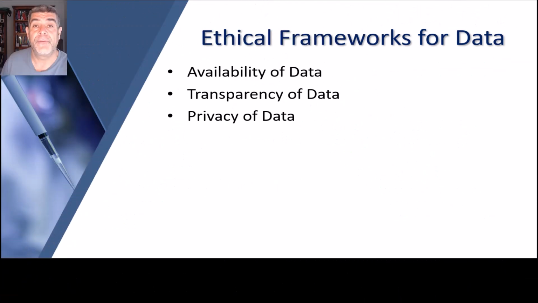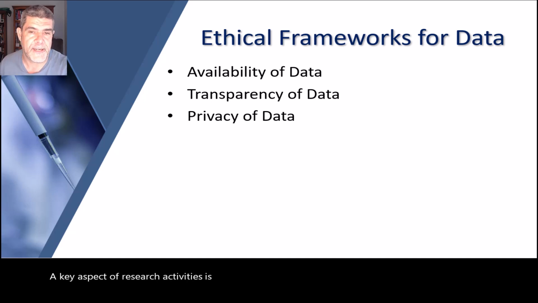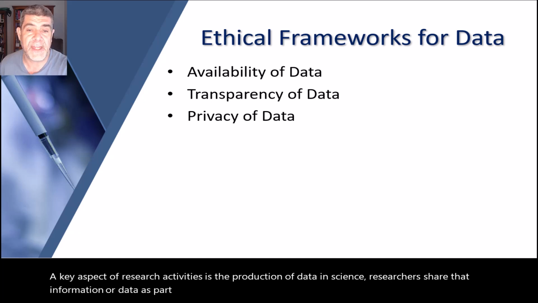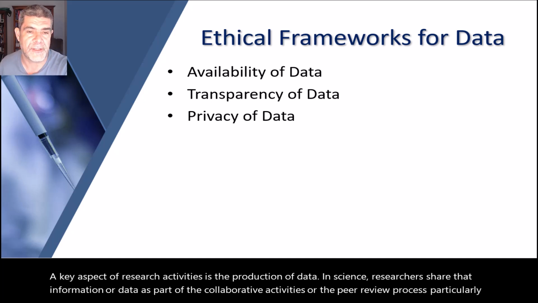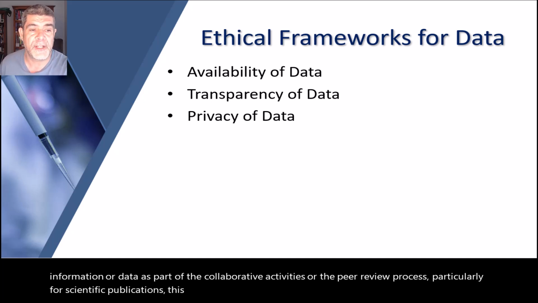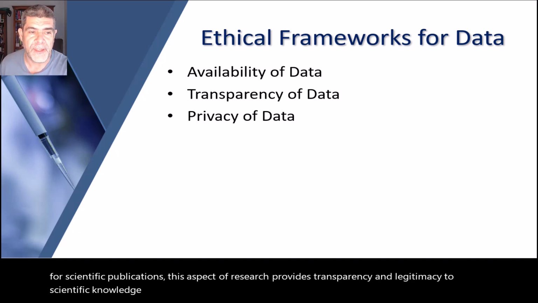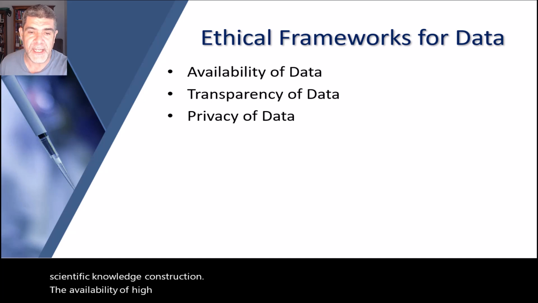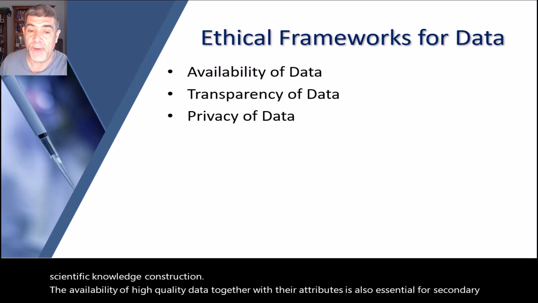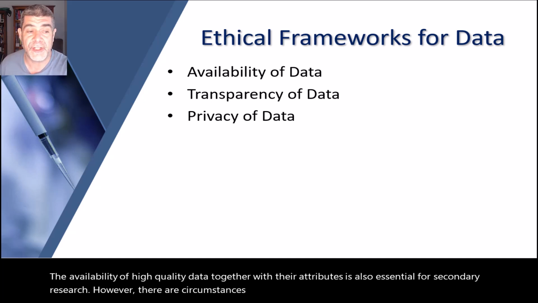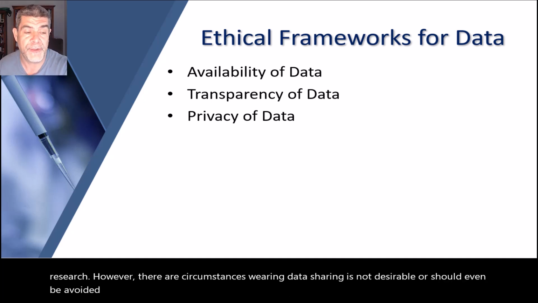A key aspect of research activities is the production of data. In science, researchers share that information or data as part of the collaborative activities or the peer review process, particularly for scientific publications. This aspect of research provides transparency and legitimacy to scientific knowledge construction. The availability of high-quality data, together with their attributes, is also essential for secondary research. However, there are circumstances wherein data sharing is not desirable or should even be avoided, for example, personal health data.